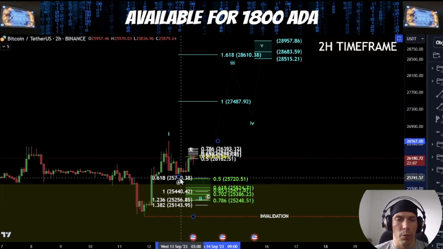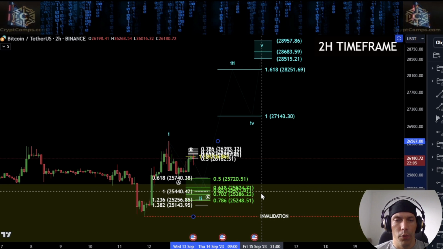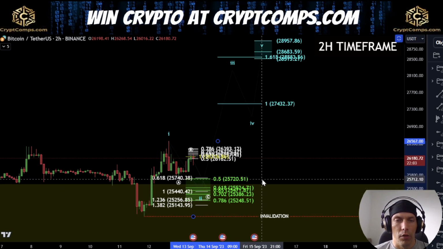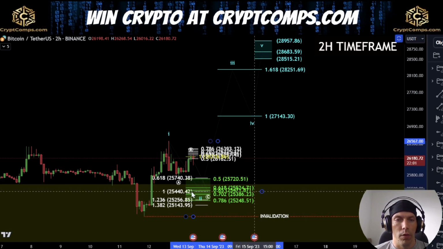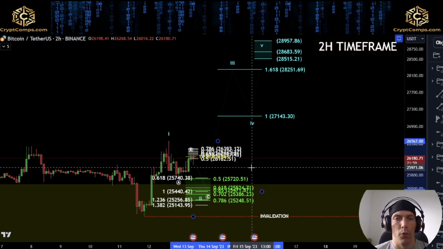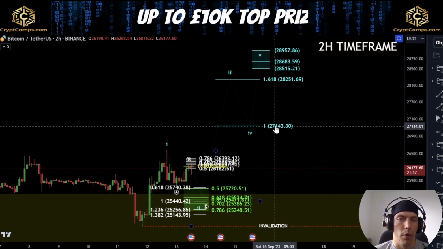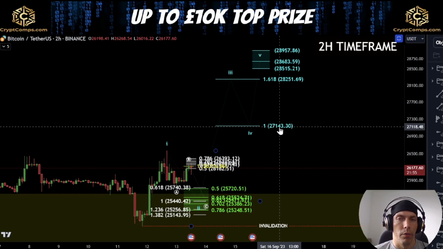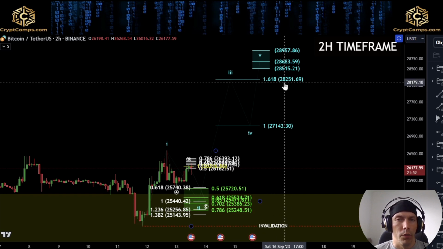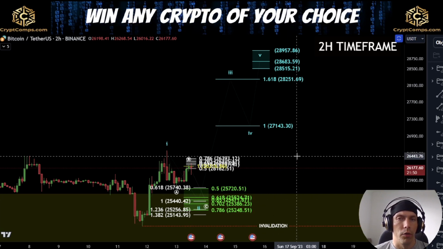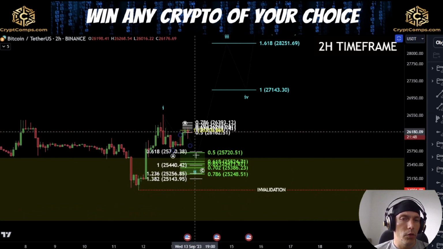If first we see this move actually push to the downside first, what this would do is actually change the target area. We'd be looking for that 1-to-1 level of this 25,440 would make that 1-to-1 up here at this 27,143, and then our impulsive trigger up here at this 28,251 level. So it's going to be very important.